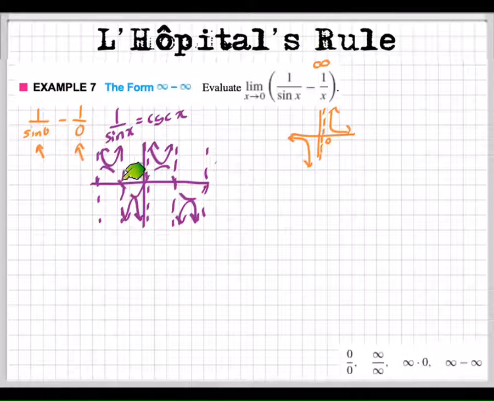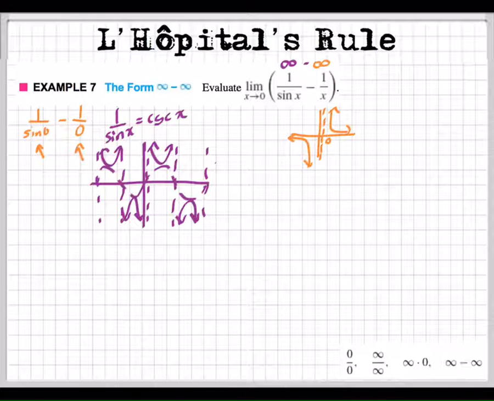So as we approach 0, this graph is going down to negative infinity, and this part is going up to positive infinity. Kind of the same scenario as this. So we have positive infinity. Check it out. We have a positive infinity minus a positive infinity. Is this indeterminate? Yes, yes it is.